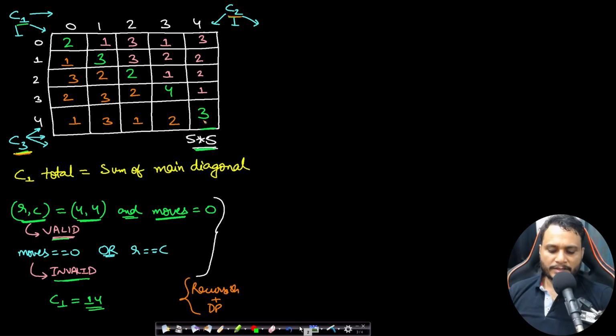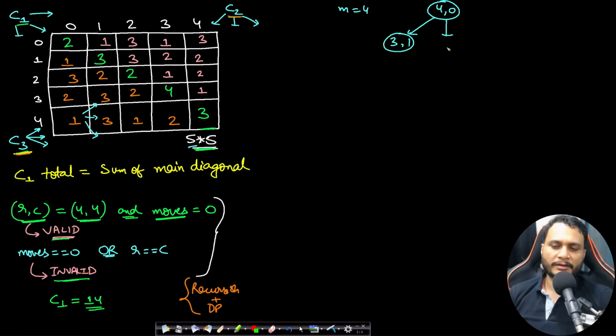So let me show you the recursion tree diagram for the C3 flow. For C3 we will be starting at 4 comma 0, and the number of moves that we will initially have is 4 moves, because the n value is 5 and I have to make n minus 1 moves, which is 4 moves. Now from here you can take any of the 3 directions. If you take the top right cell, it will be 3 comma 1, or you could take 4 comma 1, or you could go out of bound. But I will always have a check before making a DFS call that I should not go out of bound, so this call will never be made.